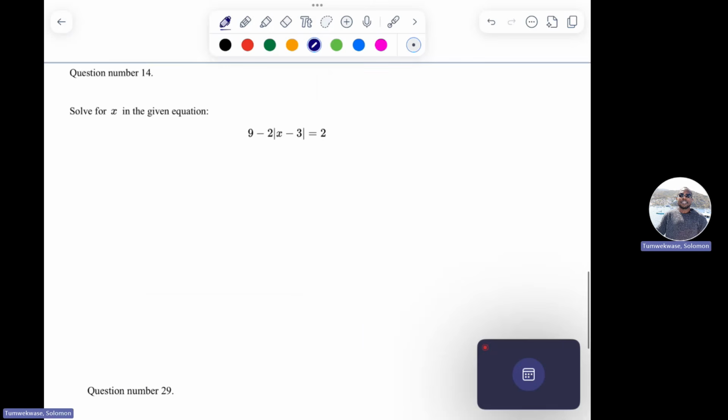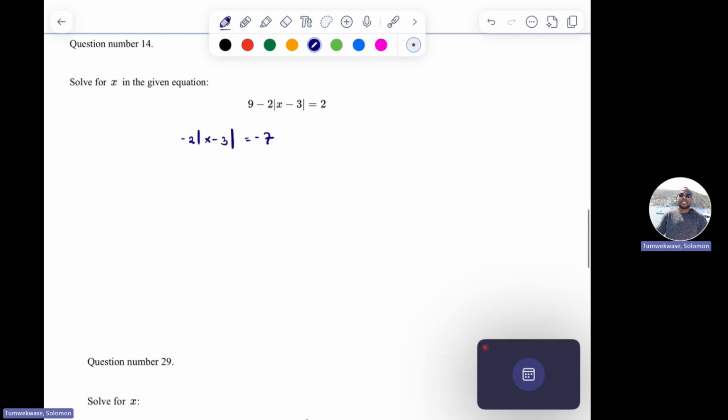So question 14, I want to solve this equation, and when I take 9 to this side, I'll have negative 2 absolute value of x minus 3, and this is the same as negative 7, right? I can divide by negative 2 on both sides, and I'll have absolute value x minus 3 is equal to 7 over 2.